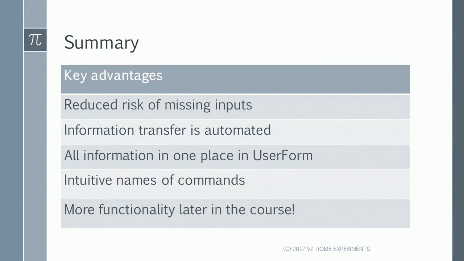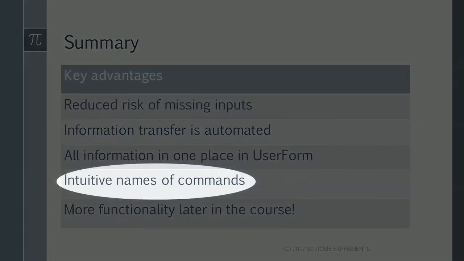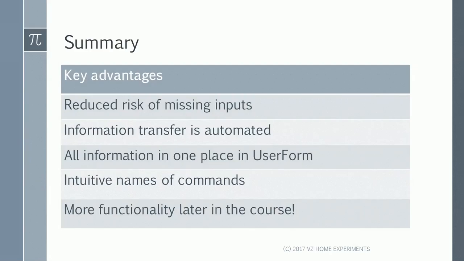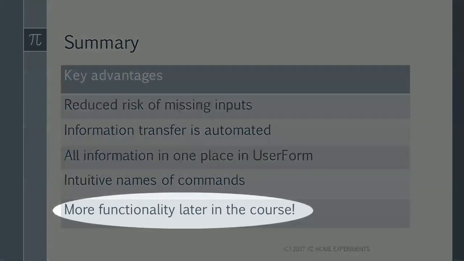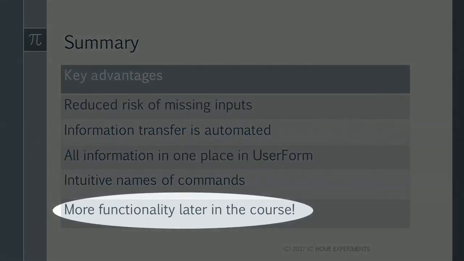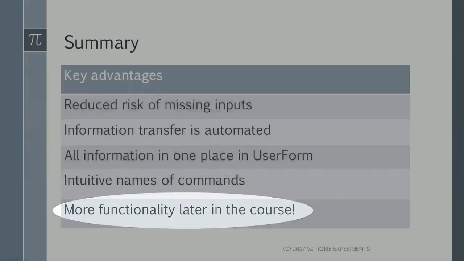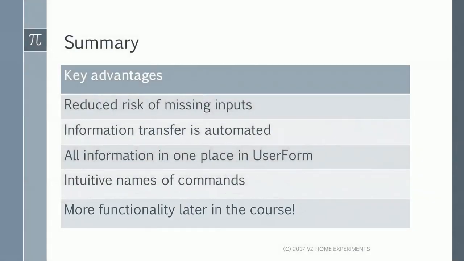We know that command buttons in the user form can have intuitive names. It's easy to understand what they should do. Apart from the basic functionality we just saw, we can explore more features, and we will do that later in the course. But for the moment, we already know that even with this simple automation and these features, this is already a great improvement to the current process.